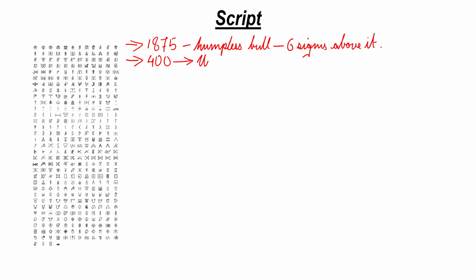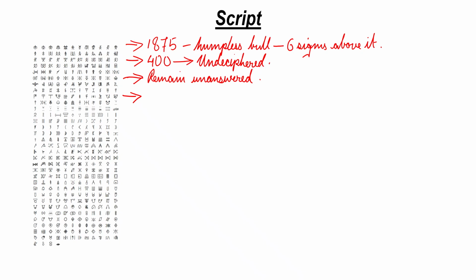So script is undeciphered, and we don't know the technology to read it, we don't know the rules to read it, and it does not have any similarity with any other script of the modern age, so we don't know. That is why many questions remain unanswered. So script is the second greatest mystery of Harappan civilization.